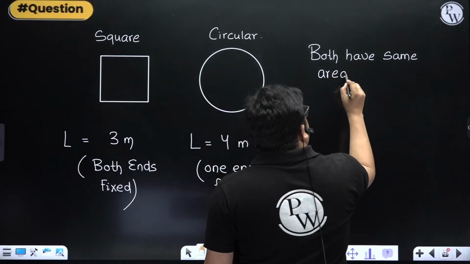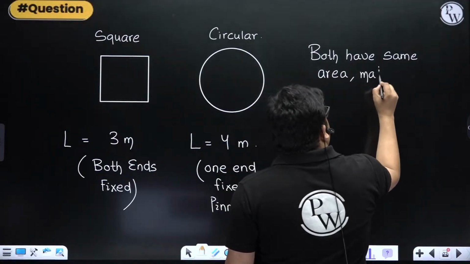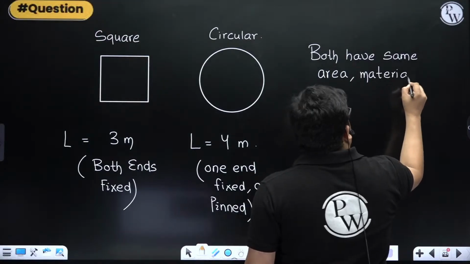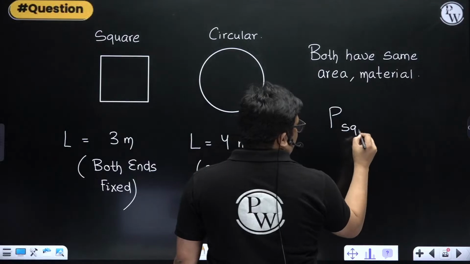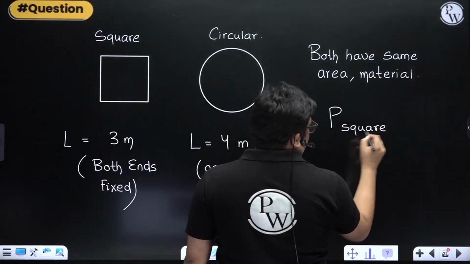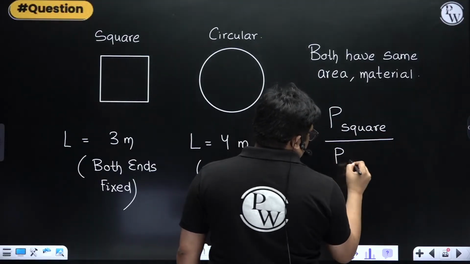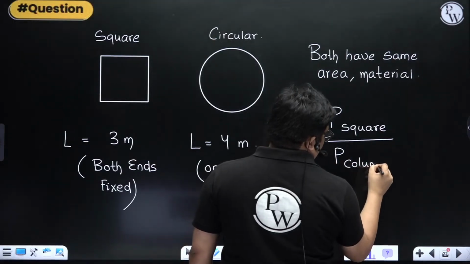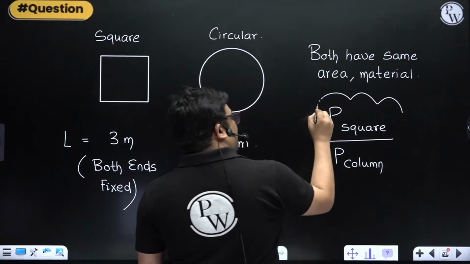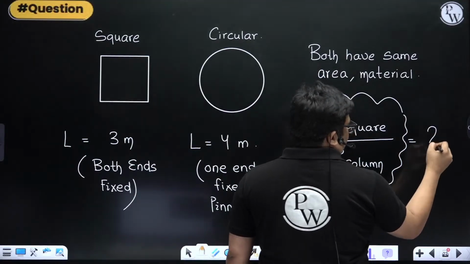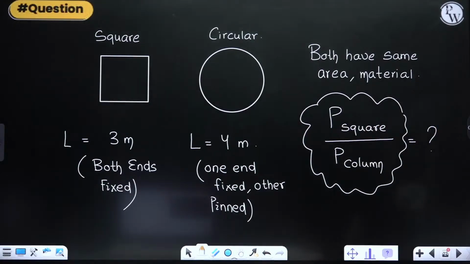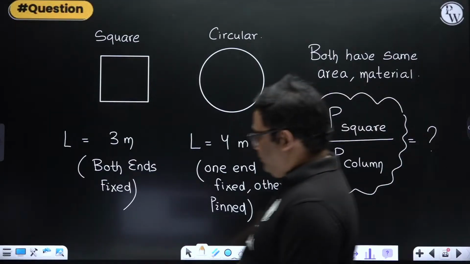Same material means same E. What is asked? The ratio of the buckling load of the square column and the buckling load of the circular column. This kind of question, where they ask you the ratio of things, is very common in GATE. How to solve it? Very easy actually.